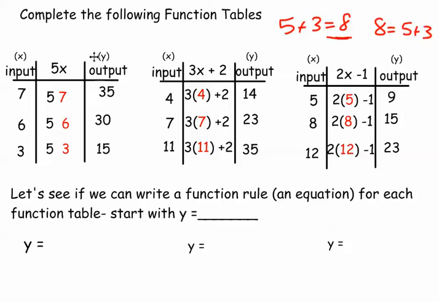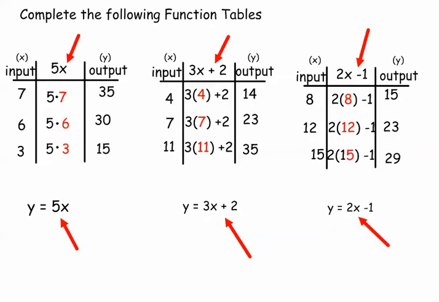All right. So if I look at this chart right here, I'm going to tell you the function rule for this one is y equals 5x. Over here, I'm going to tell you the equation is y equals 3x plus 2. And over here, this one, the equation is y equals 2x minus 1. Are you understanding where I'm getting that from? Aren't I getting it from right here?